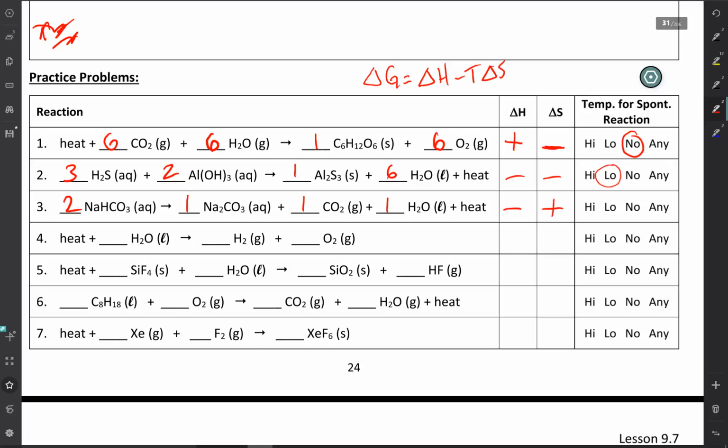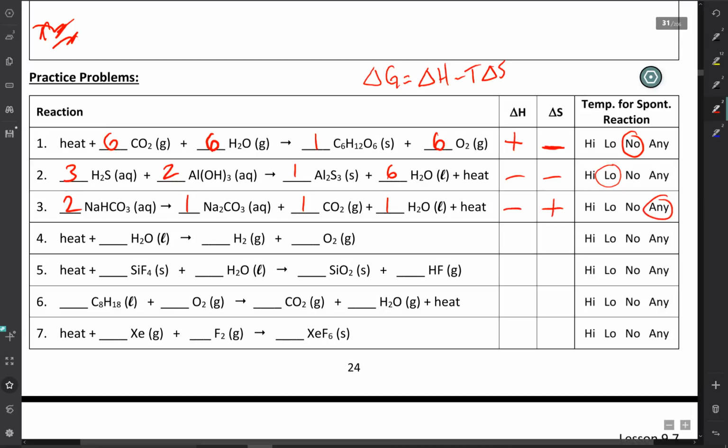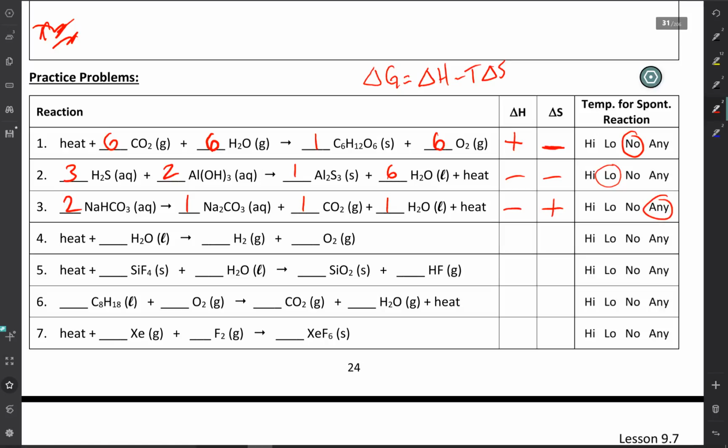For question 3, I've got 2, 1, 1, 1 as my coefficients. Heat is a product, so again, this is exothermic. And I start off with an aqueous solution, and then I produce aqueous, a gas, a liquid. So I think that's definitely an increase in entropy. If I'm exothermic and increasing in entropy, that's going to be spontaneous at any temperature. Temperature does not impact the spontaneity of this reaction. Definitely worth your while to try out those other 4 on your own and check your answers against the key.